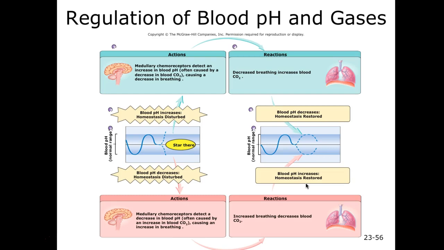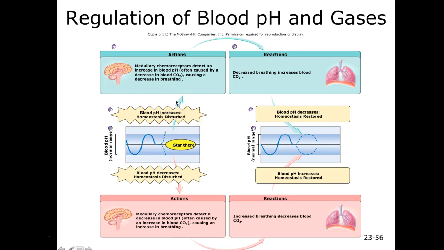So I like these little charts that kind of describe the changes that will take place. We're going to start here where this line is representing homeostasis, and we can go in either one direction, right? We could get blood pH that goes up and becomes more basic, or goes down and becomes more acidic. So let's do our pH goes up first. So it's becoming more basic and homeostasis is disturbed.